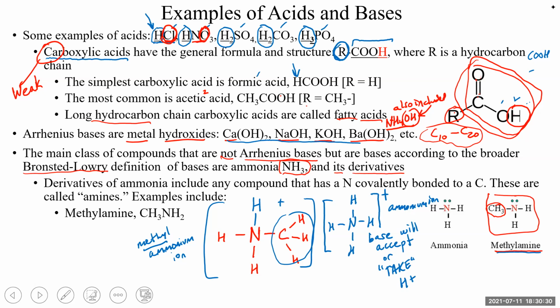Likewise, copper hydroxide does not dissolve in water. Most hydroxides are insoluble in water. The only hydroxides we see that are soluble in water are from group 1 and group 2, the alkali and the alkaline earth metals. Okay, so these are some examples of acids and bases.